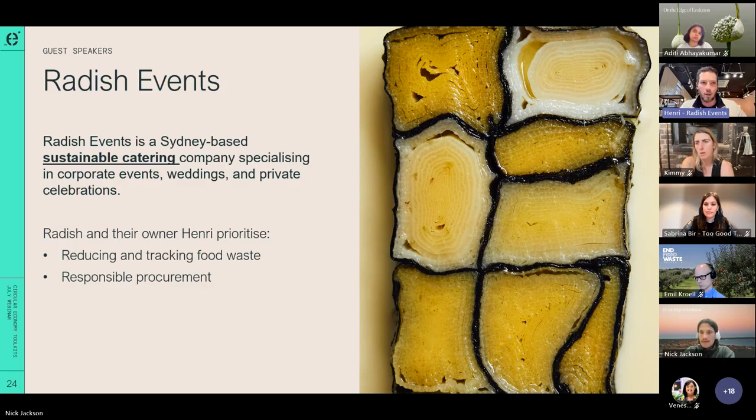What's the biggest weight in the bin? Is it cauliflower stems? Is it bones? Is it peels of vegetables? What is it? So that we can develop new dishes to account for that.